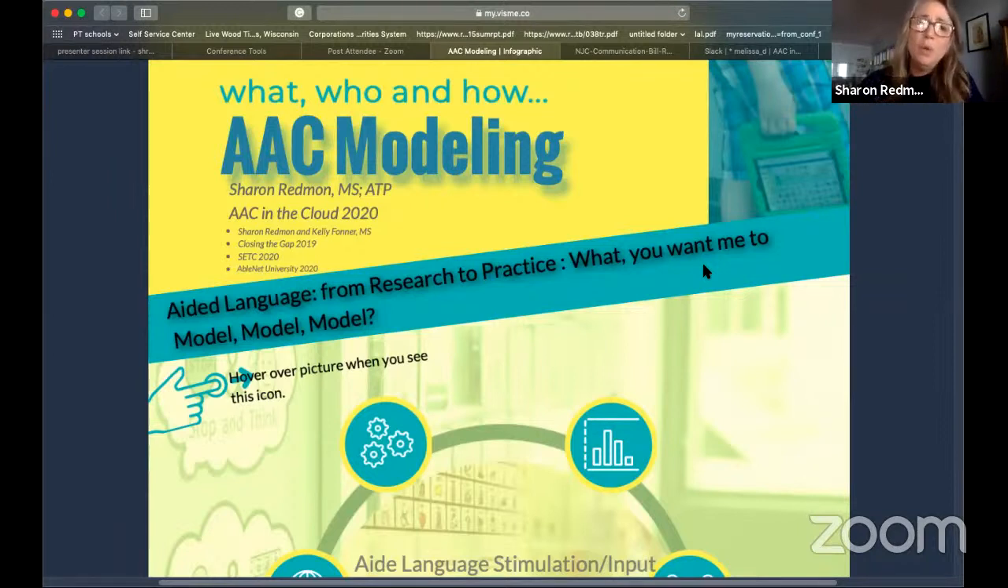So we're going to look at the research today about AAC modeling, and some things that you can take back. Our hope by the end of this session is that you'll have some concrete strategies in working with your support staff, as well as yourself, for creating AAC learners and AAC users.